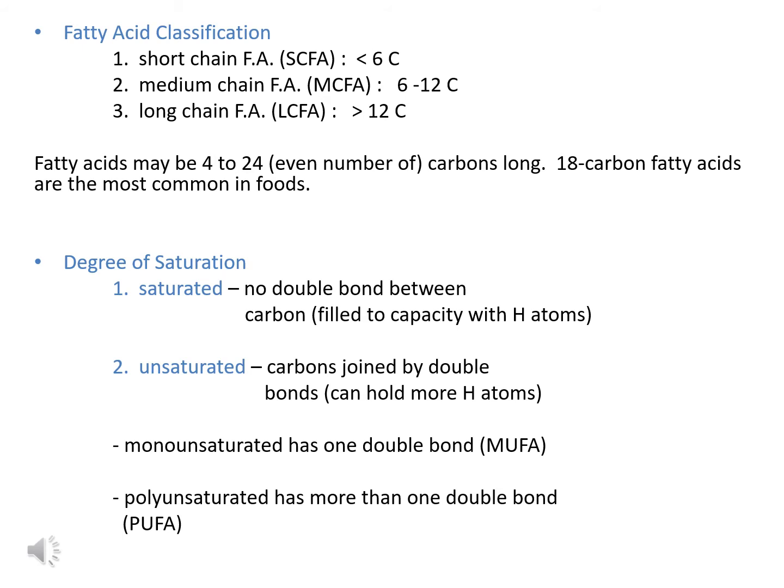Then, under this category of unsaturated fatty acids, we have two subcategories. The first are the monounsaturated fatty acids. These are the type that have one double bond, and often you will hear these referred to as the MUFAs. Then we have the polyunsaturated fatty acids, which have more than one double bond, and often these are referred to as the PUFAs.